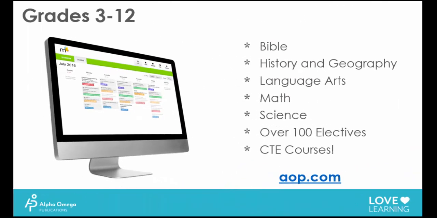Monarch is available for grades 3rd through 12 in 5 main subject areas, and those include Bible, history and geography, language arts, math, and science. Monarch also has over 100 electives available, and one of our latest elective offerings is in the field of career and technology education, which is mainly tailored for your students in high school, but there are a few offerings that are geared toward middle school grades as well.